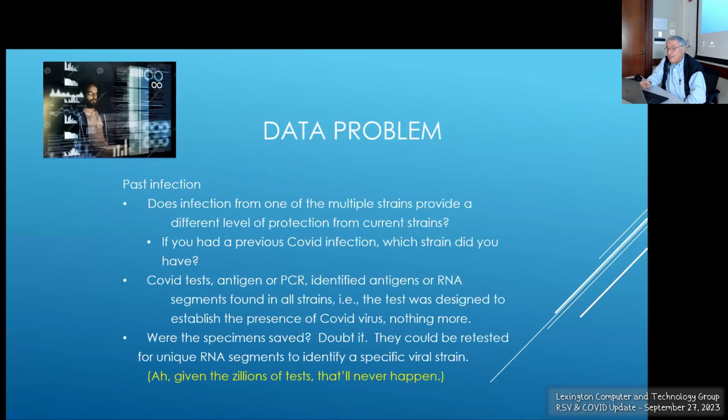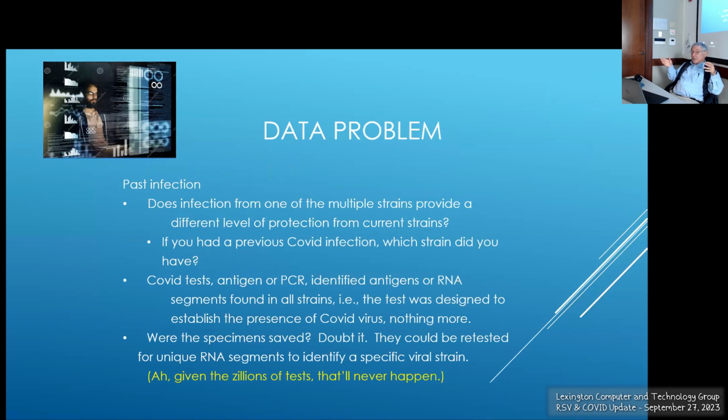Questions or something. Here's the data problem we have. Past infection. Does infection from one of the multiple strains provide a different level of protection from the current strains? Because there's plenty of different strains that people may have had. So how much protection did your strain and his strain? Who knows? If you've had a previous COVID infection, which strain did you have? That's a pretty good question.